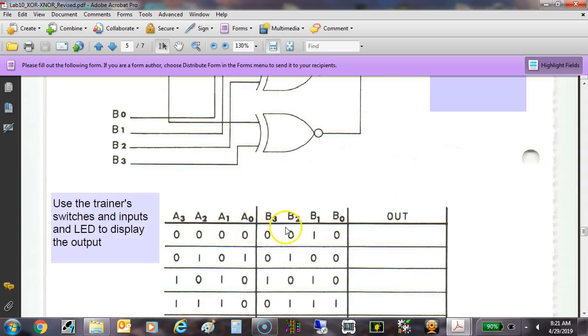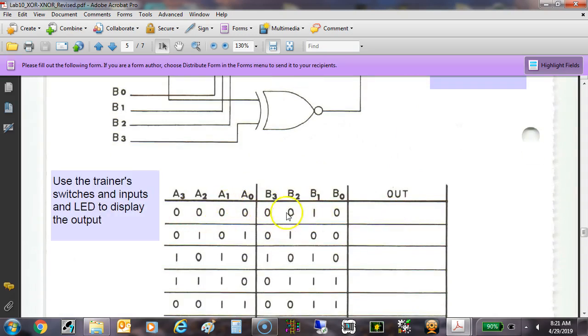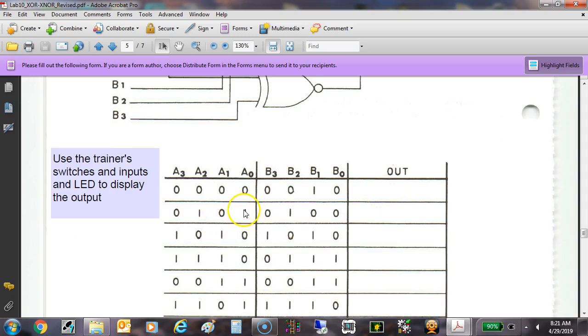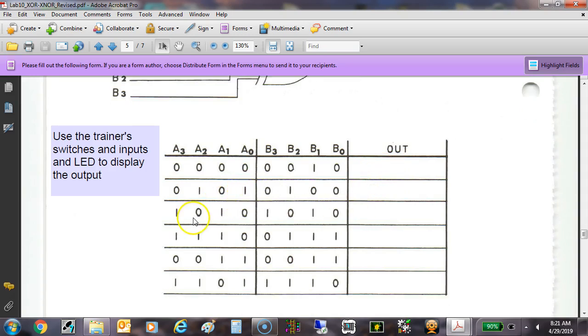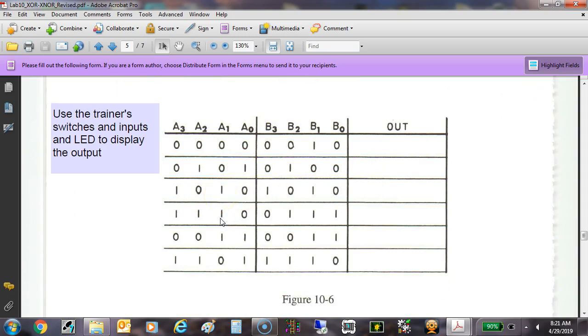So right here, what would we get out? What should we expect out? Should expect a 0 out because they are not equal, right? What should we expect here? 0. What should we expect here? A 1 because they're what? They're equal. What should we expect here? 0, 1, 0. That makes sense. So this is a comparator. This is a 4-bit binary comparator.